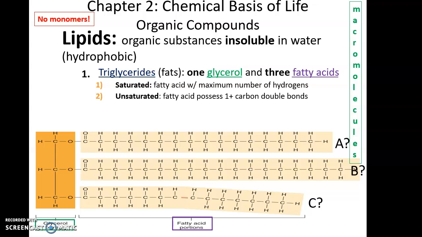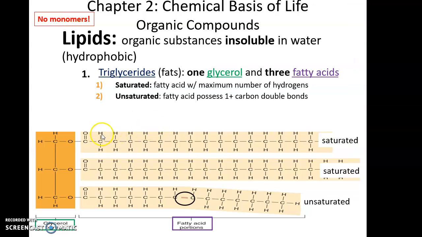Unsaturated fatty acids possess at least one, maybe more, carbon double bonds, which means that there are places where there could have been hydrogen, but there isn't because of that carbon double bond. So here we have fatty acids A, B, and C. Which are saturated, which are unsaturated?